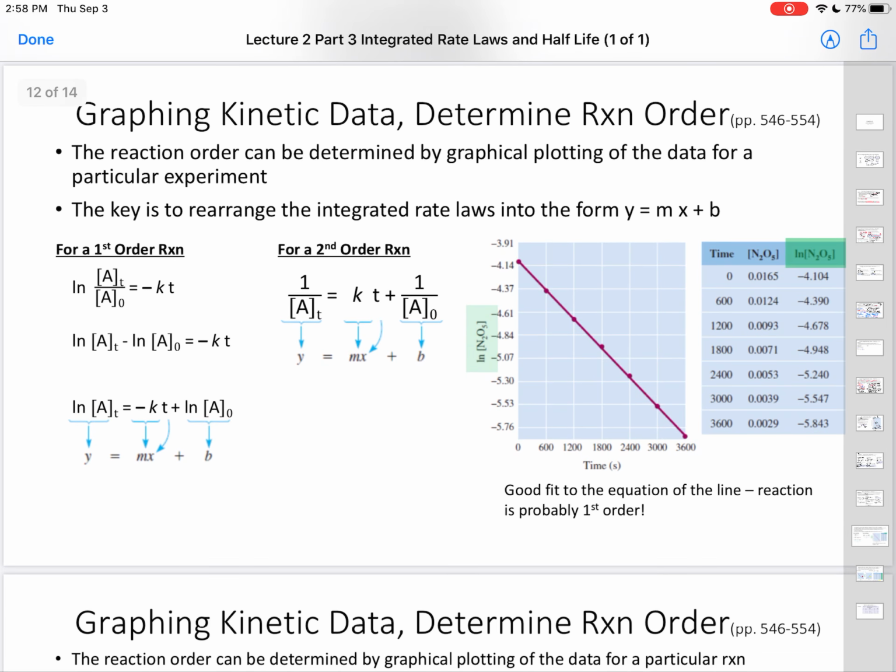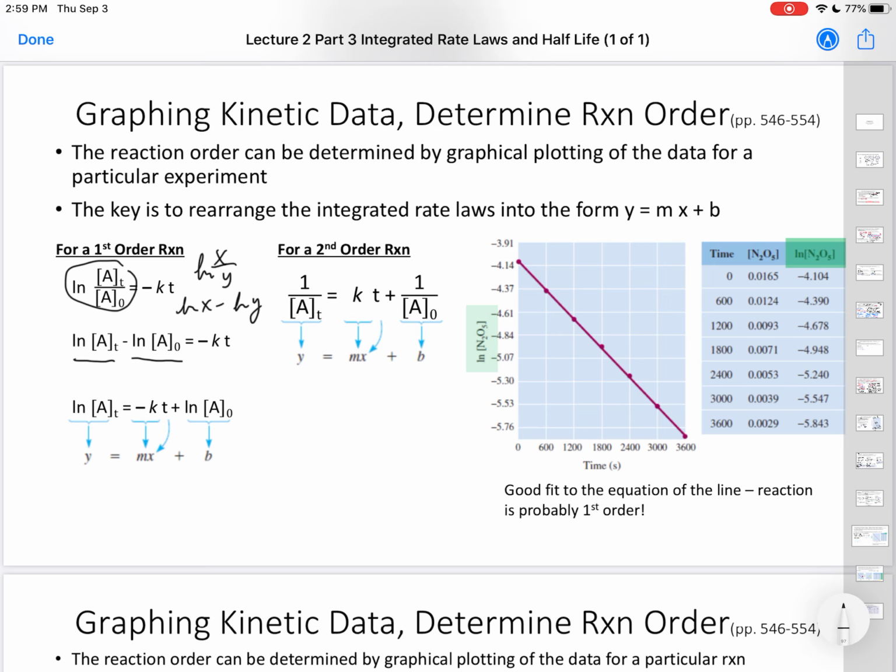Last but not least in this little video is that these integrated rate laws can actually be graphed in a linear way. For first order, you have ln of A, the concentration of A at time t over A at time 0, equals minus kt. This actually simplifies to ln of A of t minus ln of A of 0, because ln of x over y is equal to ln of x minus ln of y. This is a basic natural log equation that we should know from math.